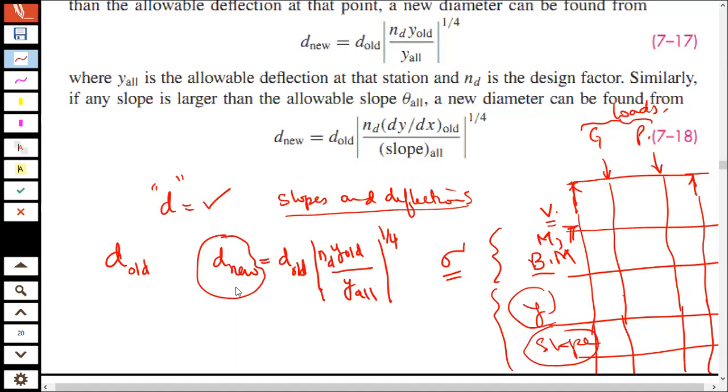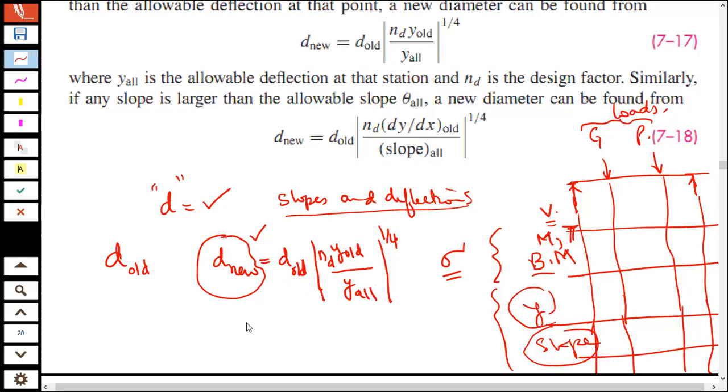ठीक है जी, समझ आ गई बात कि ये आपका जो न्यू डायामीटर आएगा, this is going to be your diameter that will fulfill the requirement for the deflection. ठीक है जी, the allowable deflection.